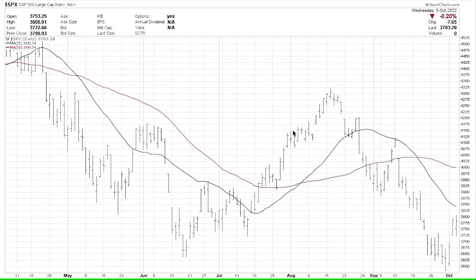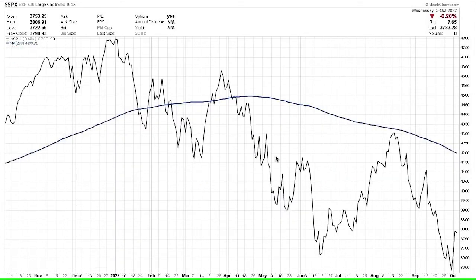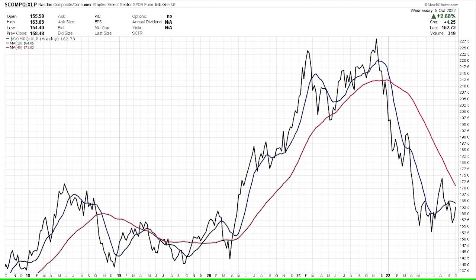Now the S&P, same thing. I mean, we're in a downtrend. We're not above that lower moving average, so the downtrend continues. Now you can see it much more clearly here. This is the 200-day moving average. This is the S&P 500. You can see here back in the summer, we rallied up to that 200-day and it failed. So we're just not out of the woods yet.